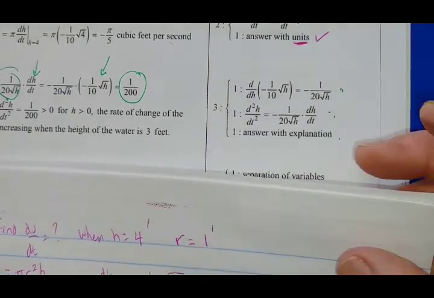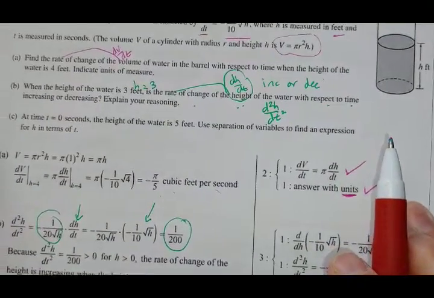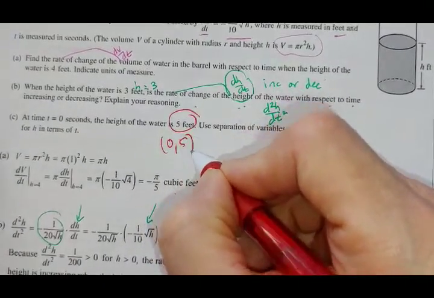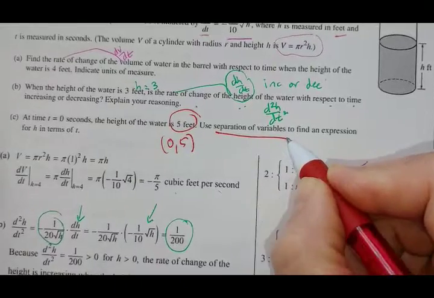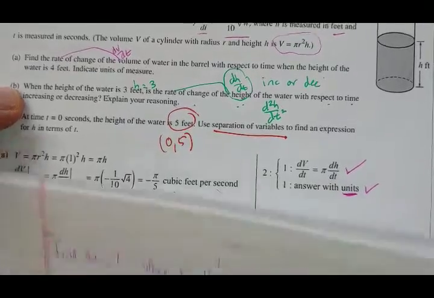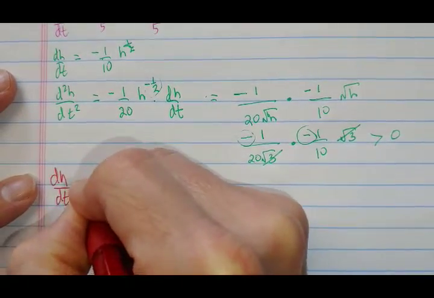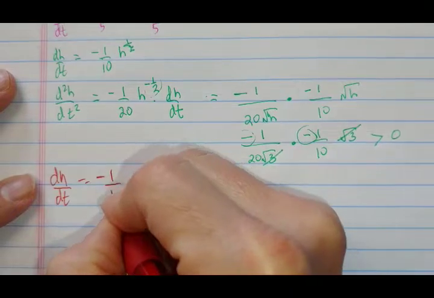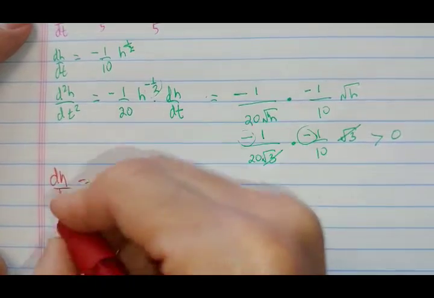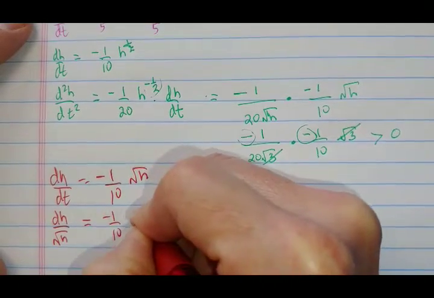In letter C, they are, let me change colors again. In letter C, they are telling us to go back now. At time 0, the height of the water is 5 feet. So there's an initial condition, (0, 5). And they want us to use separation of variables. In other words, they want us to solve the differential equation. So we're going to take our differential equation, dH/dt, and dH/dt is equal to negative 1/10 square root h. So I'm going to divide both sides by the square root of h. I'll get dh over the square root of h is equal to negative 1/10 dt.